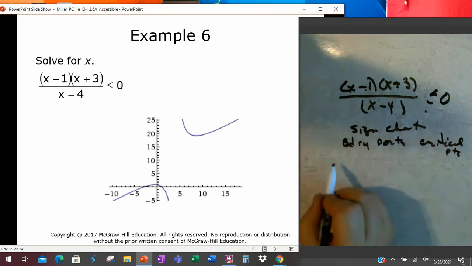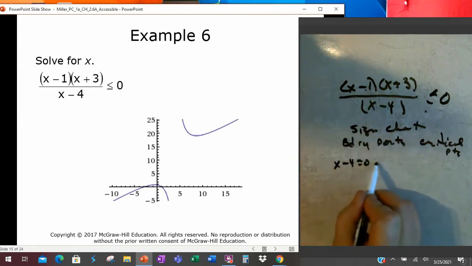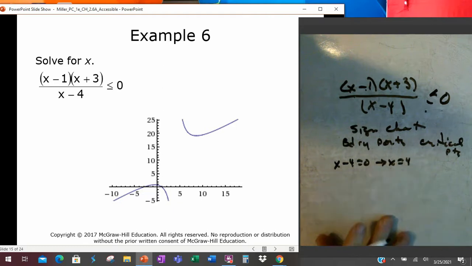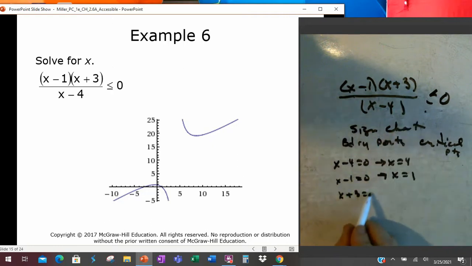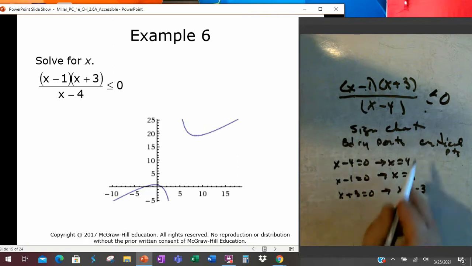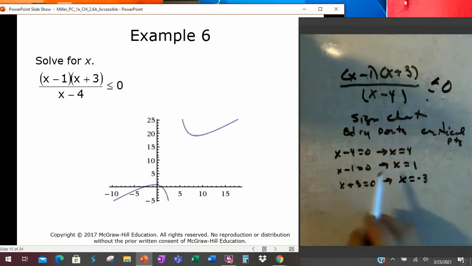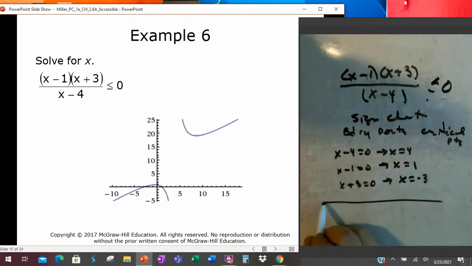So I set each factor equal to 0. X minus 1 equal to 0, so I've got x equal to 1. And then x plus 3 is equal to 0. Minus 3, minus 3, so x is equal to -3. These are the critical points. Now, what I'm going to do is a quick little number line. I'm going to merge this into my table, and you're going to see what I would do. It's just going to save a few seconds.